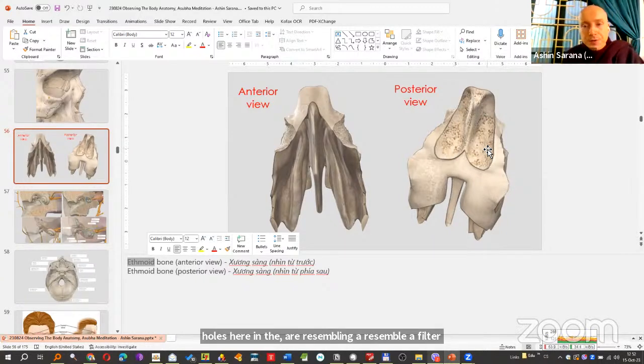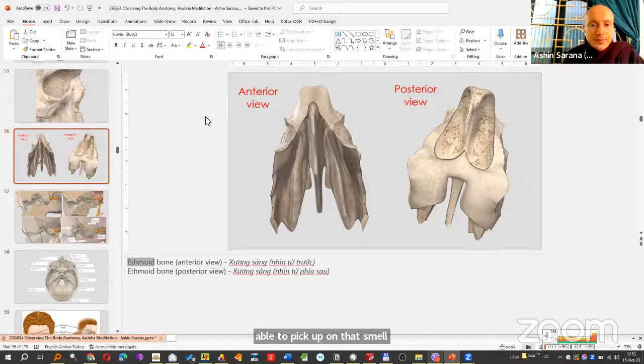And what are these holes for? Well, they're for nerves. Nerves go through these holes into the nose, and when there is a smell, the nerves are able to pick up on that smell. So that's why the holes need to be there.